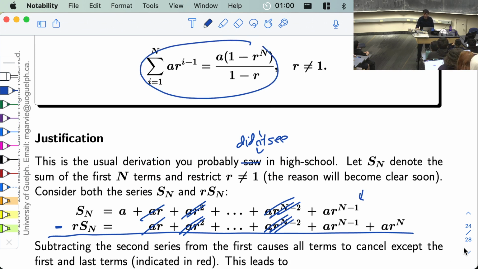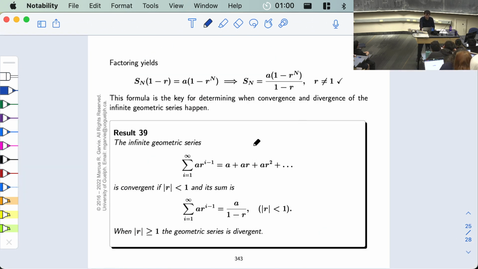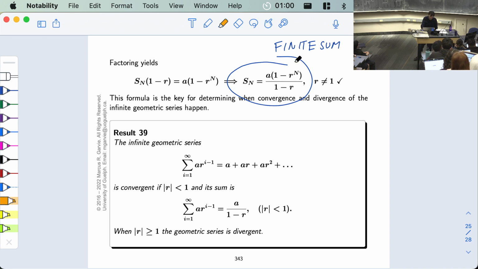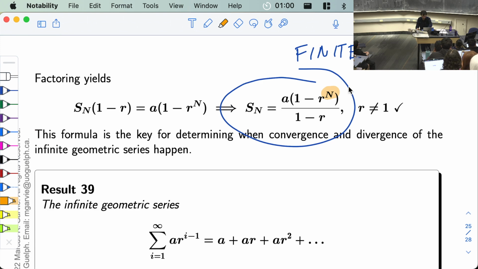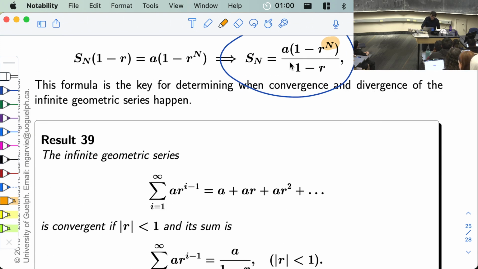Okay, is it on the next page? Yeah, Sn equals a times 1 minus r to the n, divided by 1 minus r. That is the formula for a finite sum, and finite means we're adding up the first n terms. So you see there's a big n over here. Sn involves 1 minus r to the n.